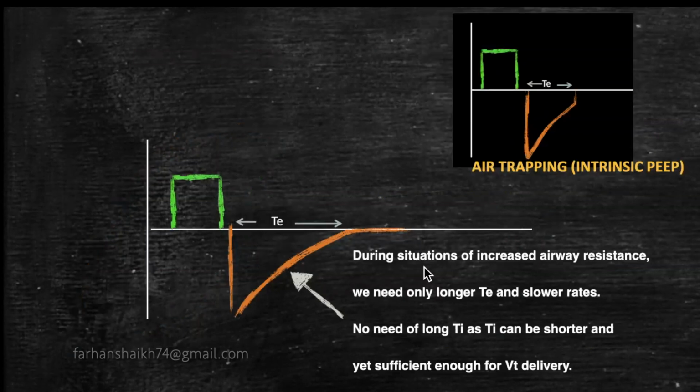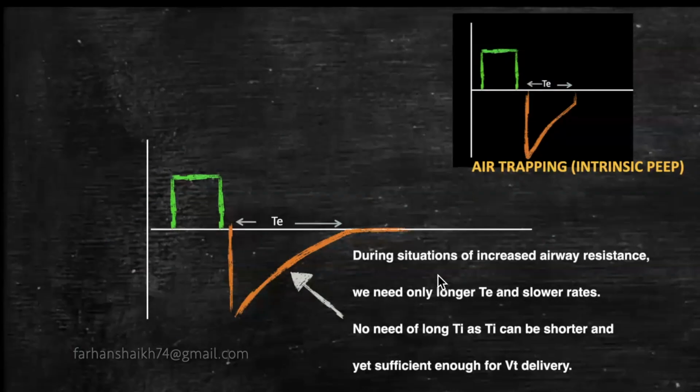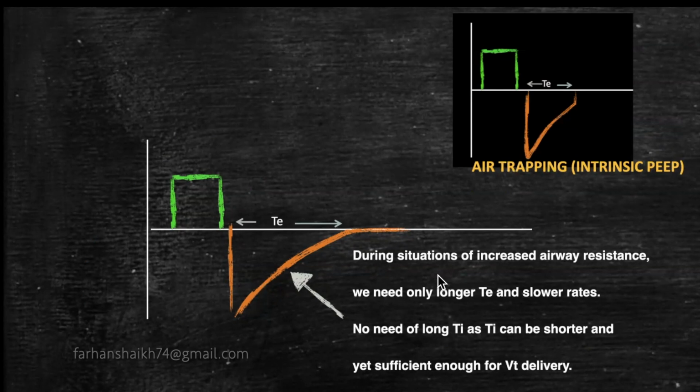And during the situation of increased airway resistance in volume control mode, you can keep shorter I time without worrying and keep a longer expiratory time, which in pressure control is usually difficult because in pressure control you have to keep I time also sufficiently long for decelerative flow to touch the baseline, and expiratory time also should be long. So it is a little difficult. While in volume control mode, you have more liberty.